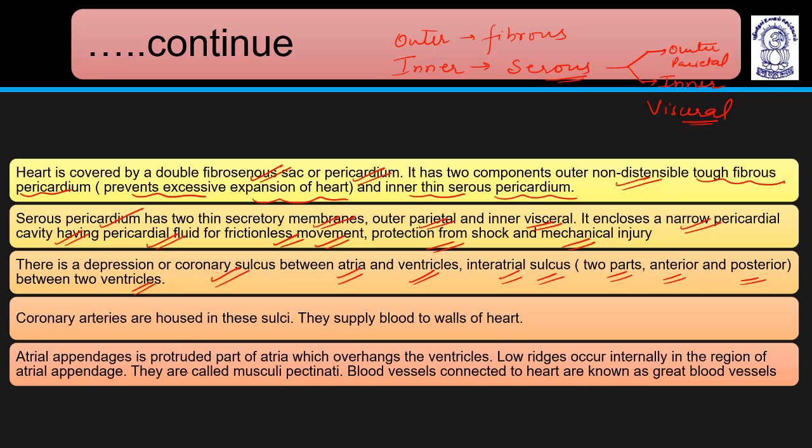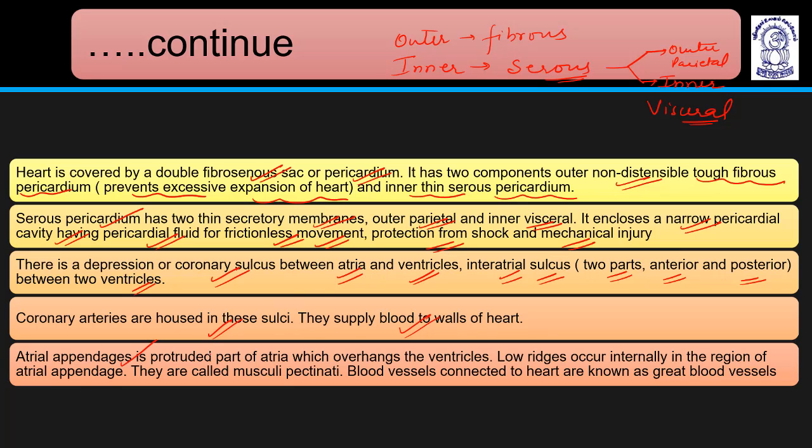Coronary arteries are housed in these sulci. Coronary arteries are present in the coronary sulcus and in the interatrial and interventricular sulci. They supply blood to the walls of the heart. Coronary arteries provide blood to the walls of the heart.